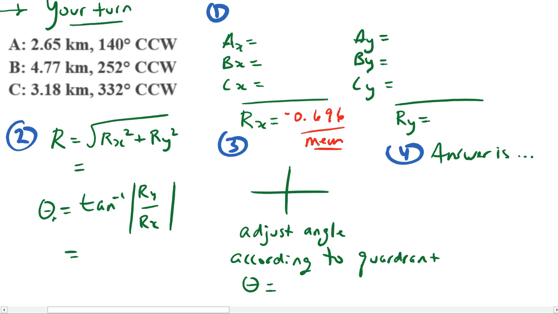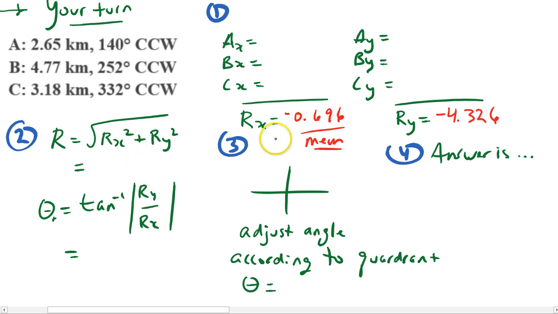And if you need to spend an extra $5 on your calculator, we'll get you one that has more than one memory in it, because it really is nice to also have one for your y value. So when you do your y values, it's 2.65 times the sine of 140 plus 4.77 times the sine of 252, and so on, and your y value should be something like negative 4.326.